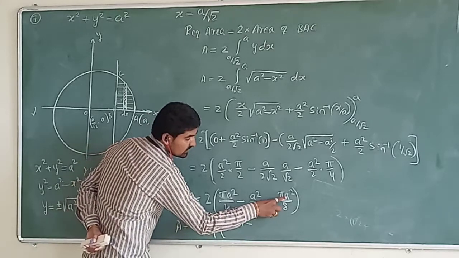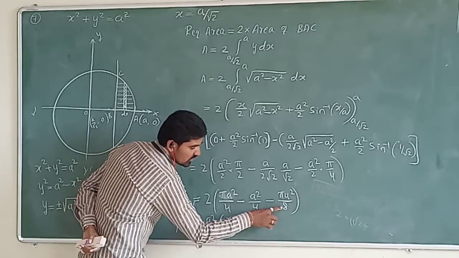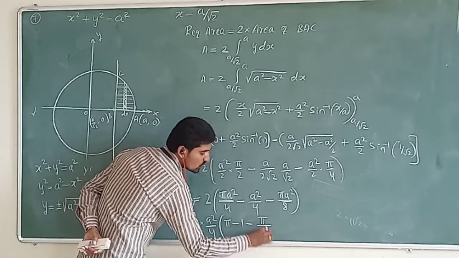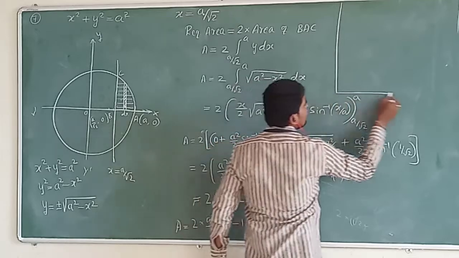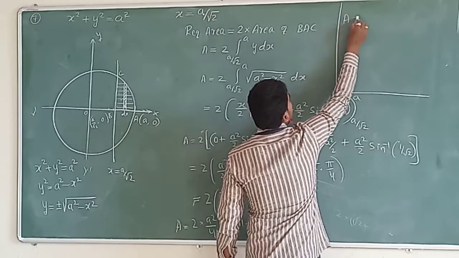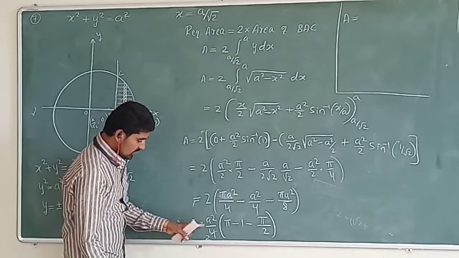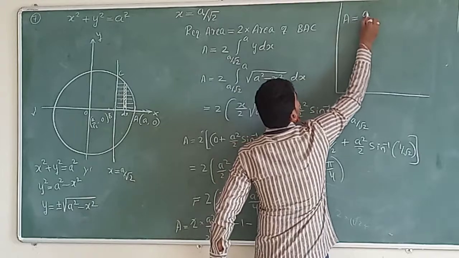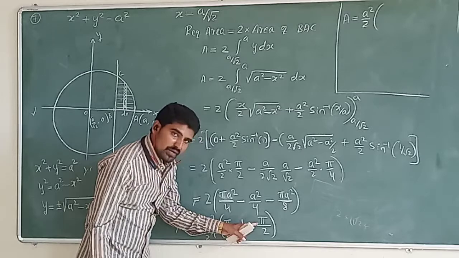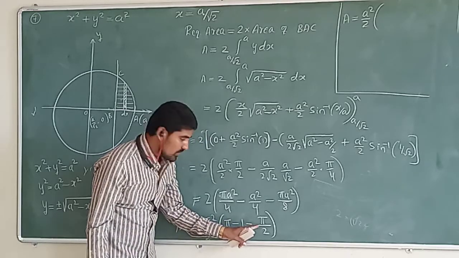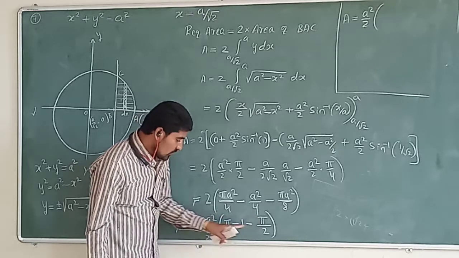Minus. Here a square divided by 4 is common. In the numerator the remaining thing is pi, and in the denominator the remaining thing is 2. I hope all of you understand. Therefore, finally the required area A is equal to, here 2 and 2 get cancelled. Remaining thing is a square by 2. A square divided by 2 into here pi by 2 minus 1, LCM is 2. So 2 pi minus pi is pi.